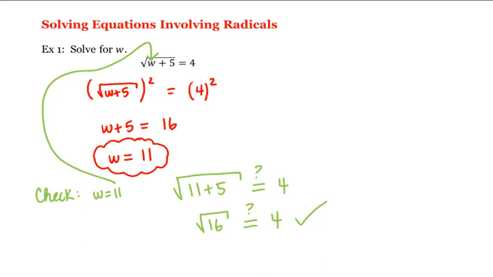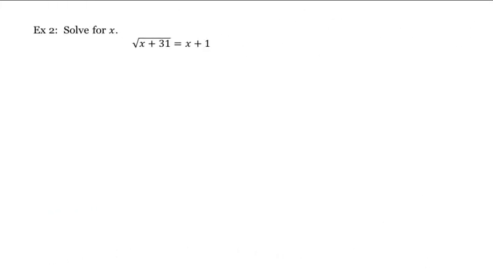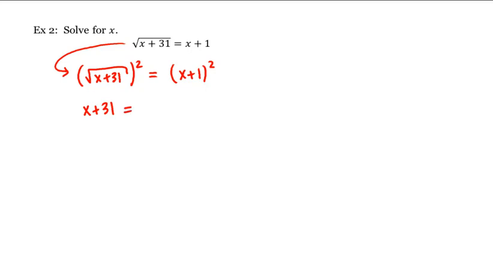All right, let's look at another example. Let's solve the following equation for x. Again, we'll begin by squaring both sides of this equation, which gives us the square root of x plus 31 squared is equal to x plus 1 squared. Or x plus 31 is equal to, and then squaring out the right-hand side gives us x squared plus 2x plus 1. And now bringing all the terms to one side gives us x squared, and then we have plus 2x minus x, which is plus x, and then 1 minus 31, which is negative 30, is equal to 0.